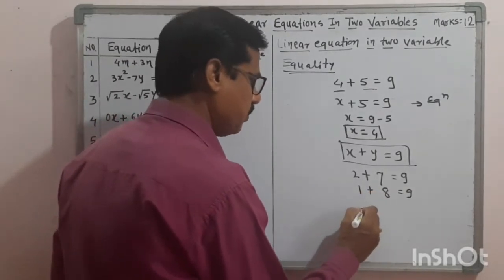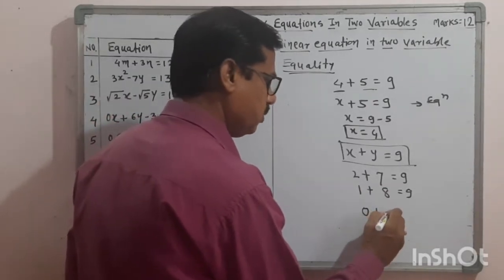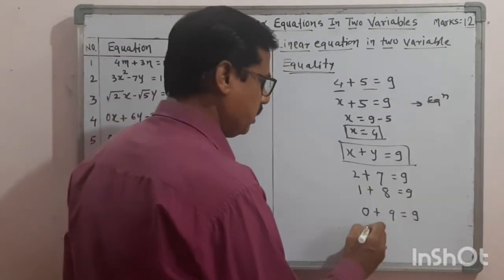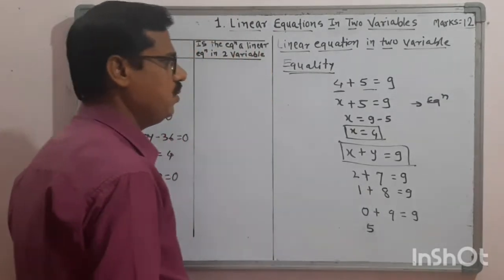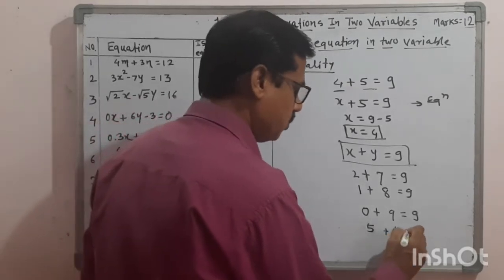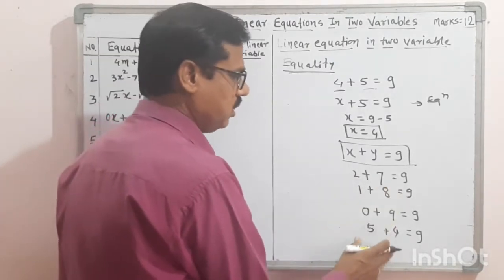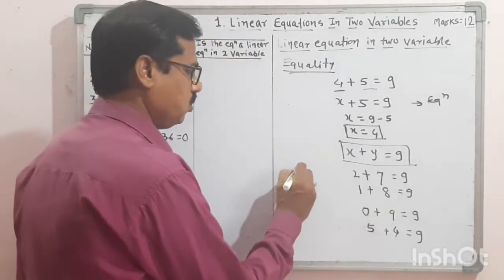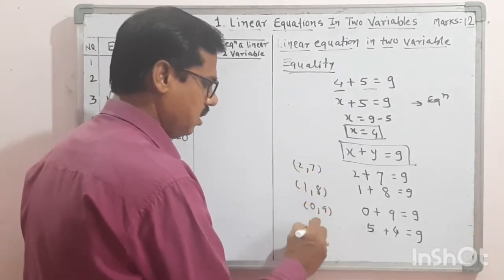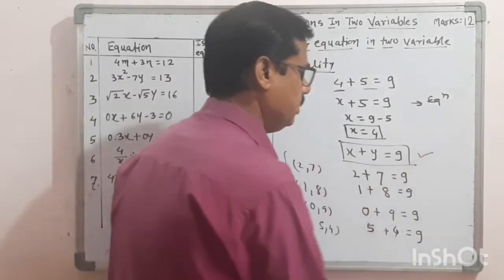If we take the value of x is 0, what is the value of y? Y is equal to 9, therefore 0 plus 9 is equal to 9. In another value, if we take x is equal to 5, we get the value of y is 4, therefore 5 plus 4 is equal to 9. Therefore here left hand side and right hand side both are equal. Therefore these pairs, 2 7, 1 8, 0 9, 5 4, are called the solutions of the equation x plus y is equal to 9.